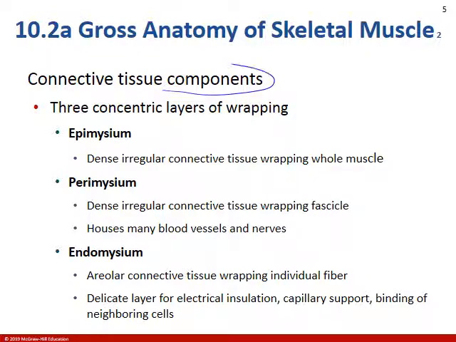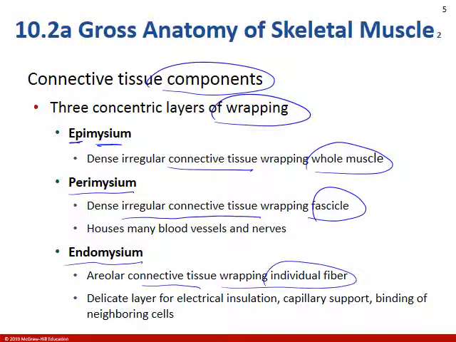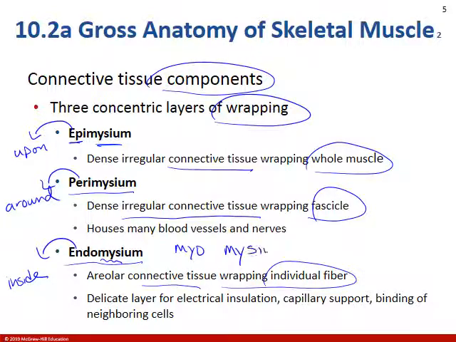We do have a lot of components. We have a wrapping system. So we have epimysium, which is connective tissue that wraps around the entire muscle. We have perimysium. This is dense, irregular connective tissue that's wrapped around a fascicle. And then we have endomysium, and this is connective tissue that's wrapped around individual fibers. The image coming up next will probably help a little bit with this, but remember, epi is upon, peri means around, endo means inside. And anytime you see myo or mysium, you should be thinking muscle.